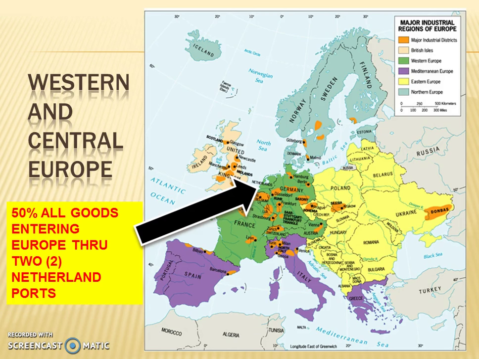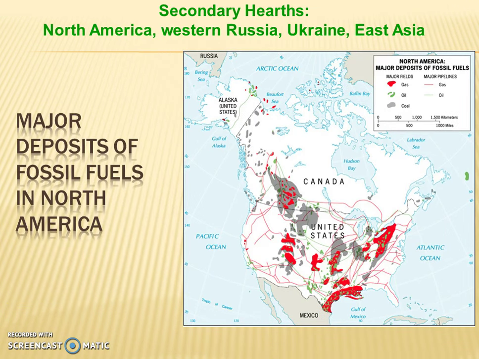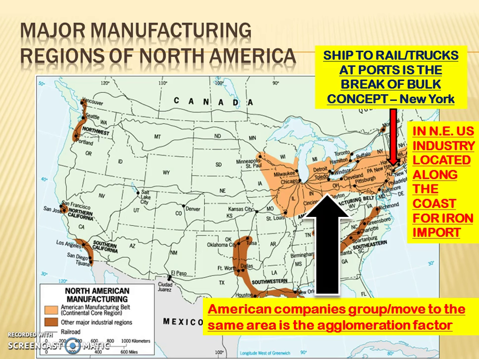So, Western Europe is a major industrial region. The United States and Canada are also major industrial regions. Look at these natural deposits of North America. We have lots of coal, we have lots of natural gas, oil. All of those helped create the manufacturing regions of North America. We also have Western Russia with St. Petersburg, with Moscow, Ukraine in Eastern Europe, and then also East Asia, with Japan specifically at first.